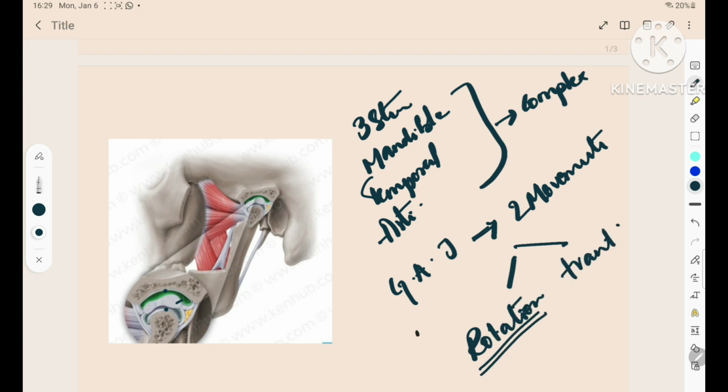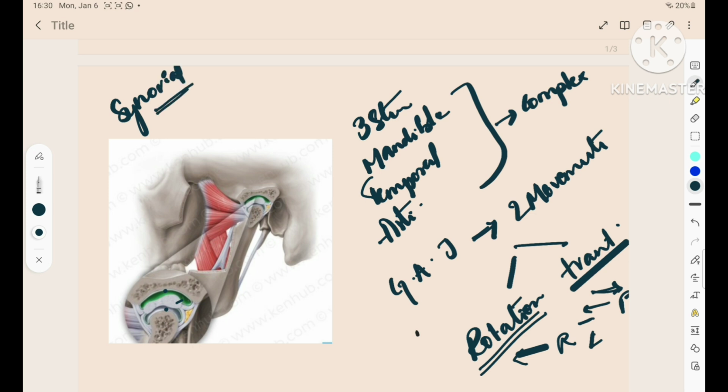Rotation is nothing but the condyle undergoing rotation in its own place, so there won't be any forward or backward movement, whereas in the translation we see the forward as well as the backward movement. The forward movement is also called the protrusive movement and the backward is the retrusive, as well as the lateral movements we can see in the translatory type of movements. This joint is also called a synovial joint because the synovial fluid is present in between. The upper and the lower compartments which we see here are filled with the synovial fluid.